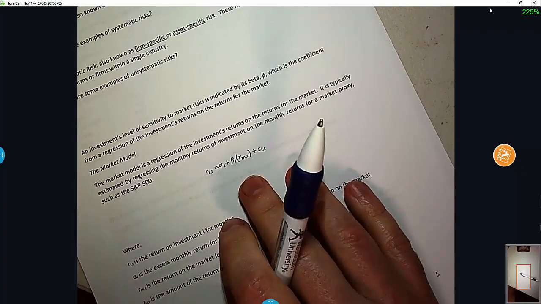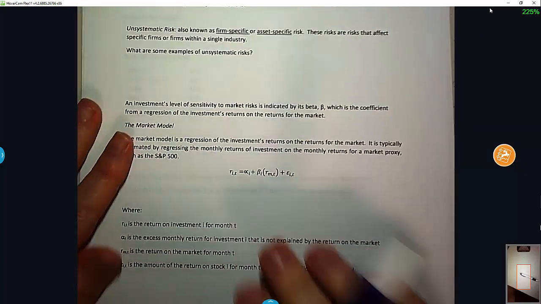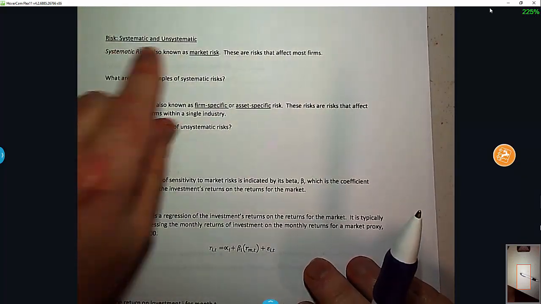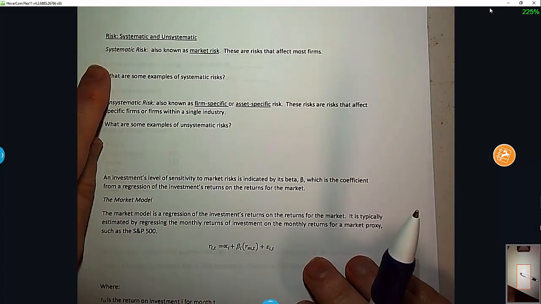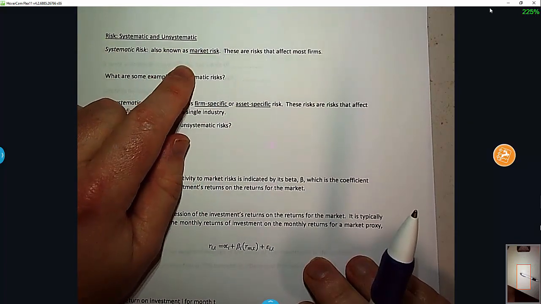So take a little breath. Now we're going to go into a slightly different topic, but we're still talking about that same idea of diversification. So we're going to talk about systematic and unsystematic risk. Systematic risk is also known as market risk. These are risks that affect most firms.